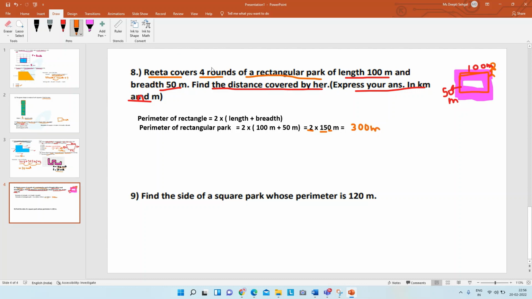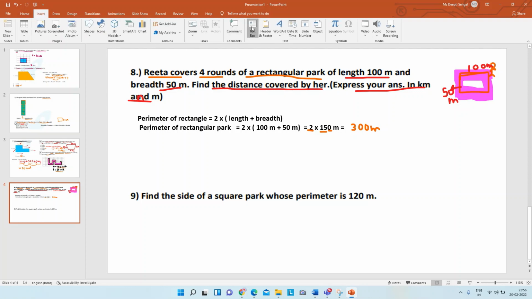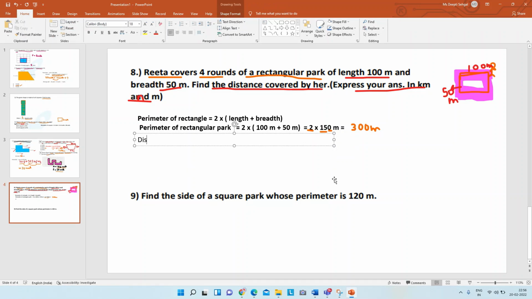अब रीटा ने कितने राउंड्स कवर किए? 4 राउंड्स. So we need to find the distance covered in 4 rounds. So let's write distance covered in 4 rounds. Or distance Rita cover in 4 rounds. You can write that also. So 4 multiplied by perimeter. What is perimeter? 4 multiplied by 300 meter.